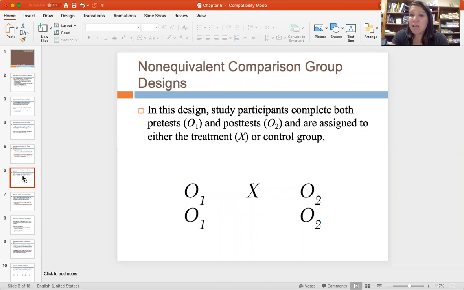So again, this is an example of a non-equivalent comparison group design, where you do have a pre-test and you do have a post-test and you do have an intervention, but there is no R to randomly assign them to a treatment group or to the control group.